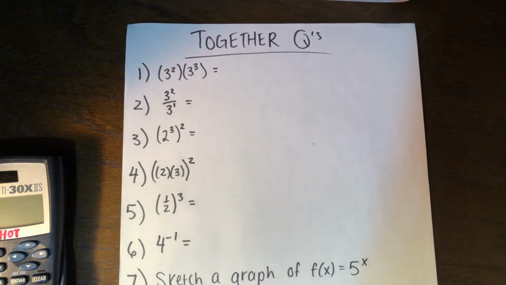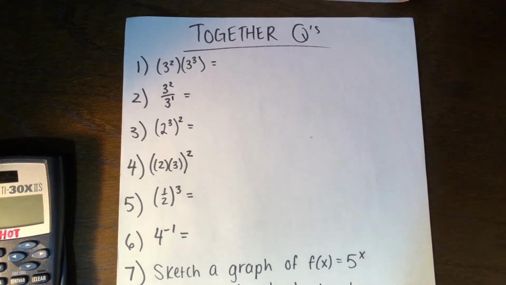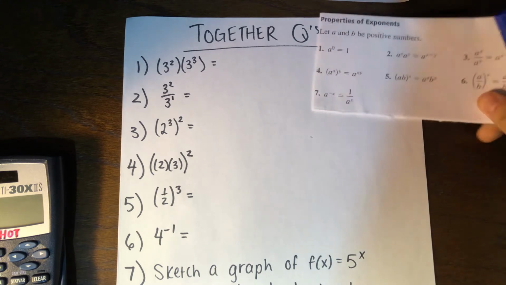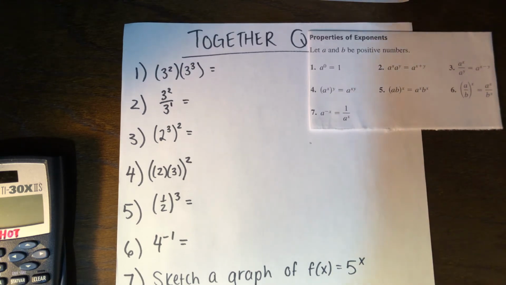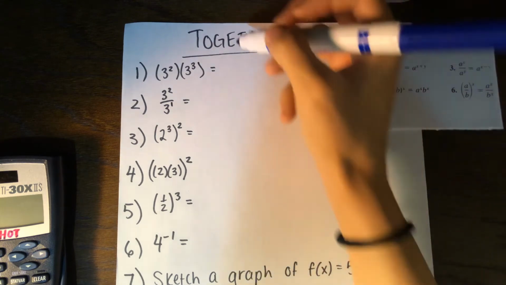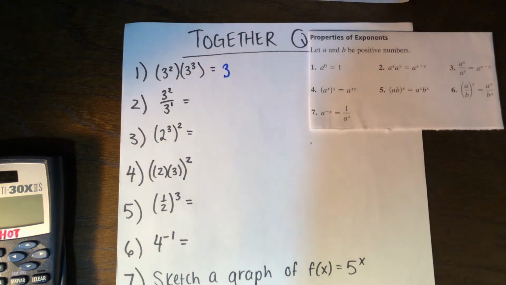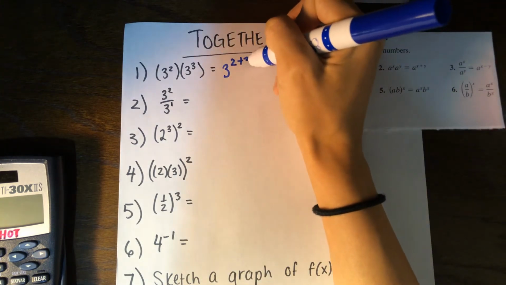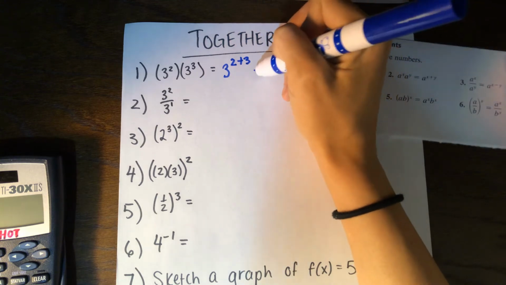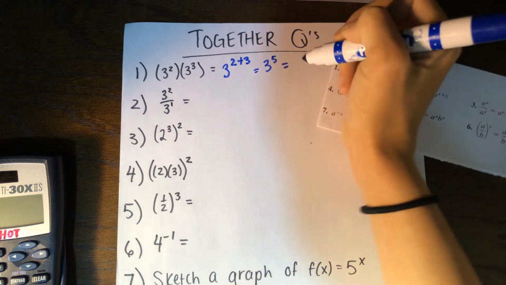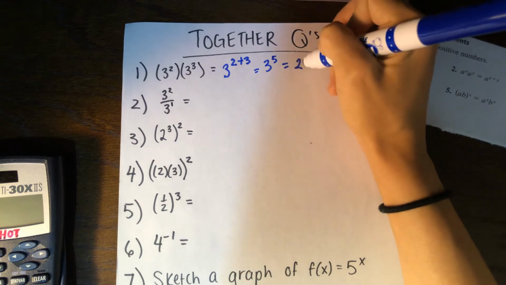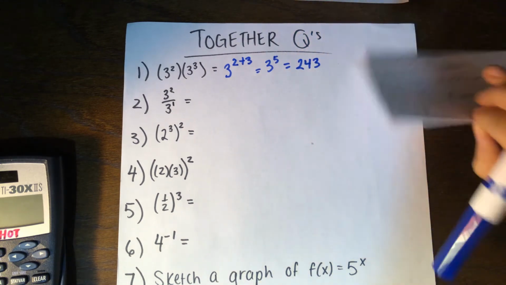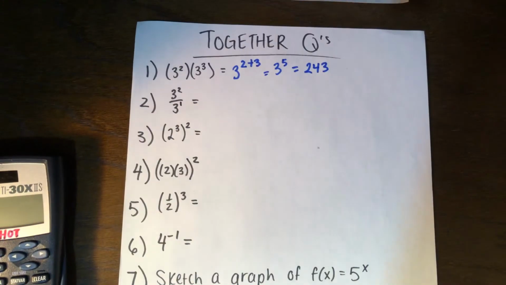Okay, so these are our together questions. 7 questions. So we're given 3 squared times 3 cubed. So with my rules, I'm going to take the base, which is 3, and then I have my exponents 2 and 3, and I'm going to add them. So then I get 3 to the 5th, and then 3 to the 5th power would be 243. Okay, just know that I'm using this.